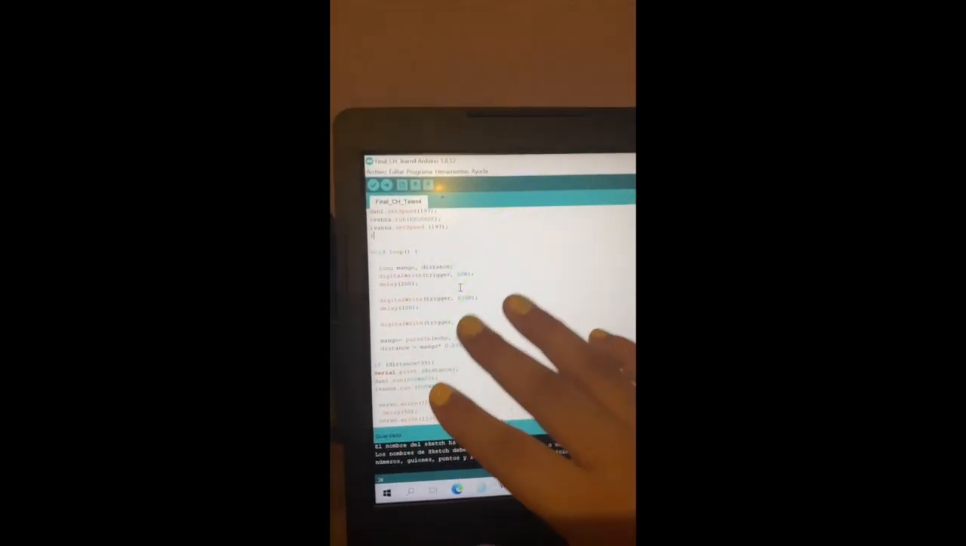And first we used a type of variable called long, and we included these two. We called one mango because that's what we like to call it. And mango is gonna be the duration of the travel of the sound wave, and distance is gonna be the measurement between the sensor and the object that is near.